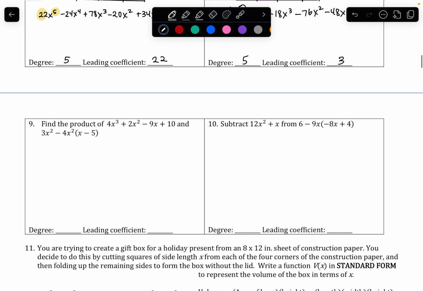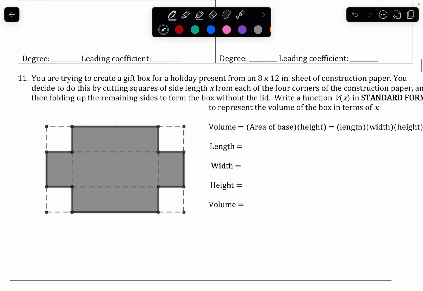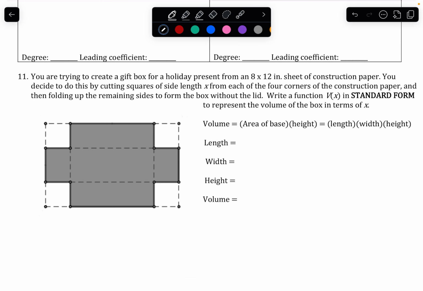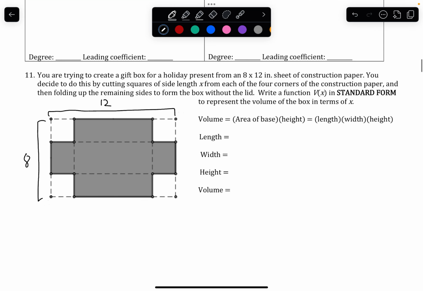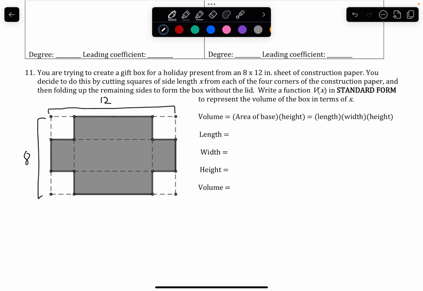Okay, and so let's jump to this application problem. It says you were trying to create a gift box for a holiday present from an 8 by 12. Okay, and so we'll assume this is the 12 and this is the 8. Okay, sheet of construction paper. You decide to do this by cutting squares of side length x from each of the corners.